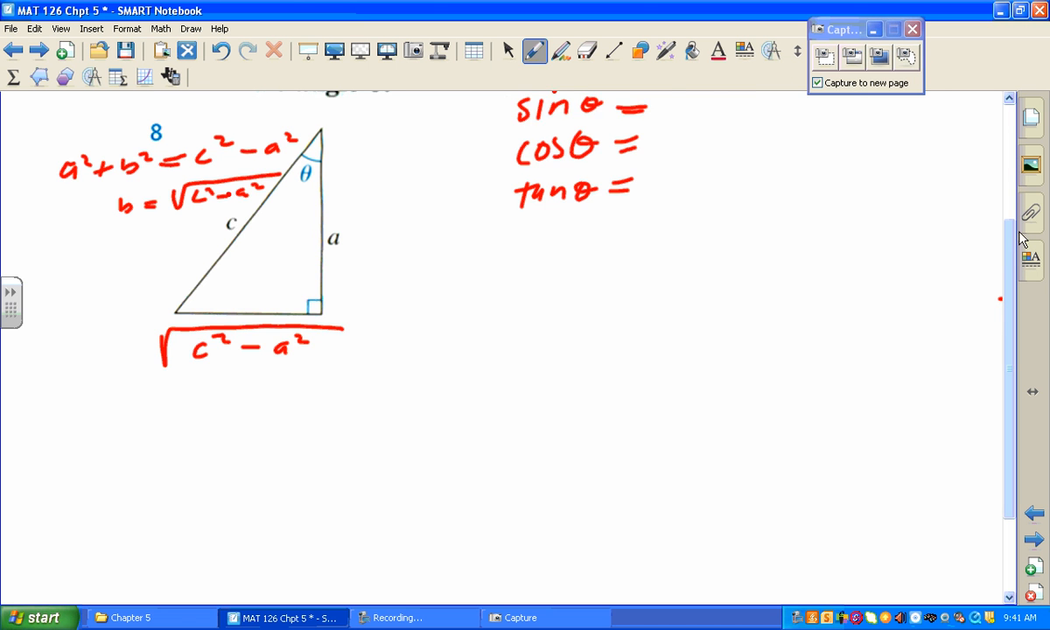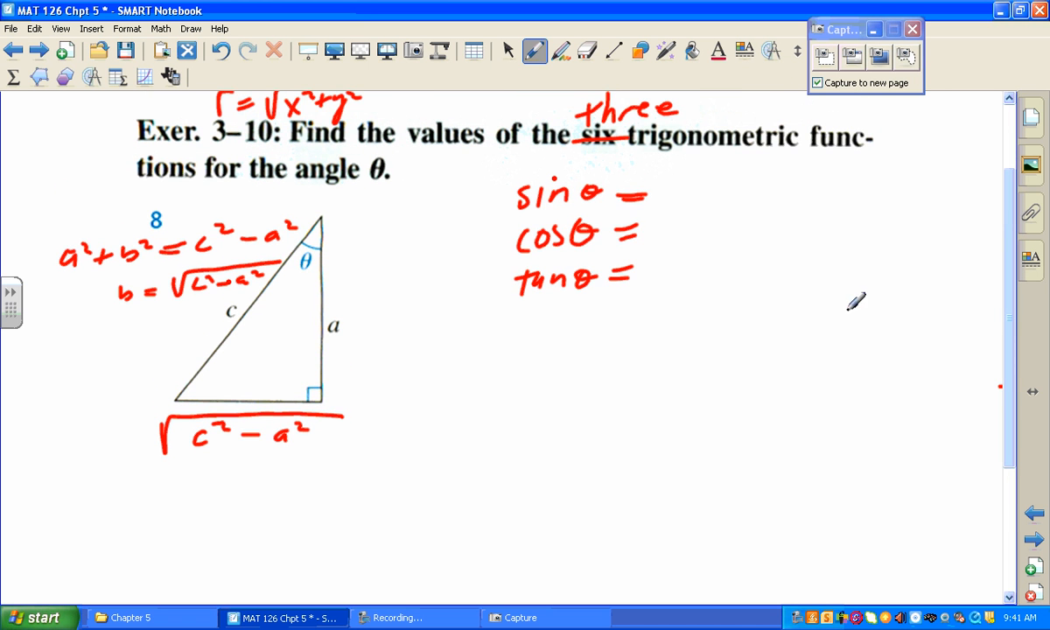Where's theta? In the top of the triangle. What's the opposite side going to be? The square root of c squared minus a squared. And what's the hypotenuse going to be? C. It's not good enough just to write this down for notes. You have to know where it comes from.